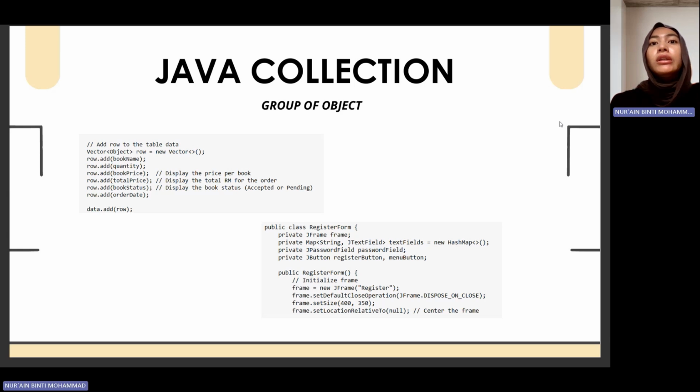The line, as you can see, private Map<String, JTextField> textField equals new HashMap, creates this container. Now we can easily store the username input text field using the key username, for example, and later we can access it using the same key. This way, instead of searching through a list of all text boxes, we can quickly get the JTextField for the username directly by asking for it using the key username. This makes it easy and fast to access the information in the form. So that's all for the group of objects in Java collection that we use.